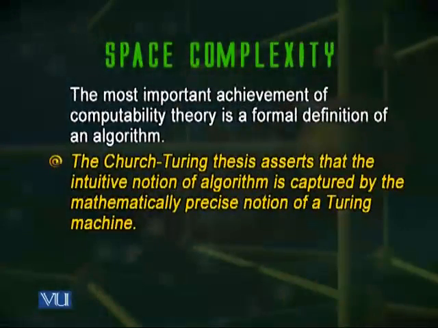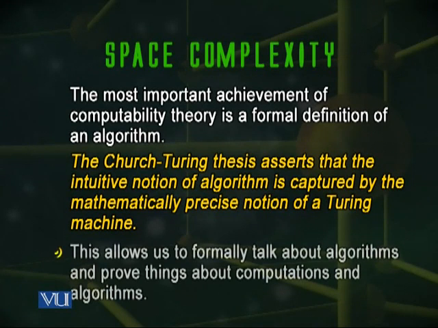One of the major accomplishments of computability theory is that it gives us a mathematically precise definition of what an algorithm is. And this is done via the Church-Turing thesis. Let's review what the Church-Turing thesis is. The Church-Turing thesis asserts that the intuitive notion of algorithms is captured by the mathematically precise notion of a Turing machine. This allows us to formally talk about algorithms and prove things about computations and algorithms. So the Church-Turing thesis says that the precise definition of what an algorithm is is given by a Turing machine.